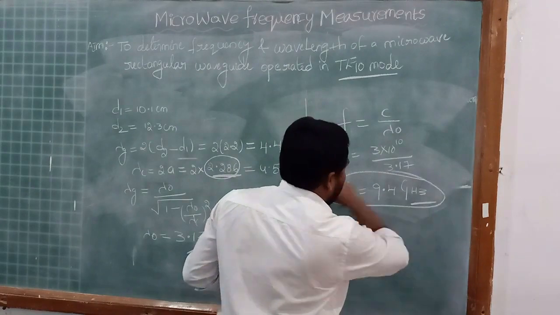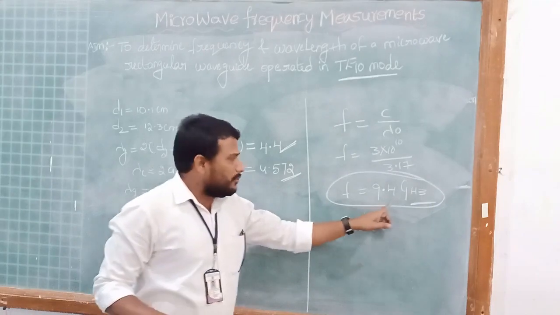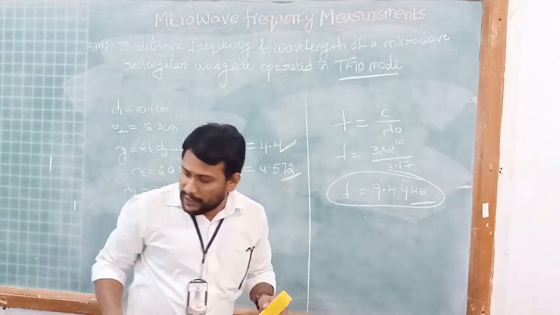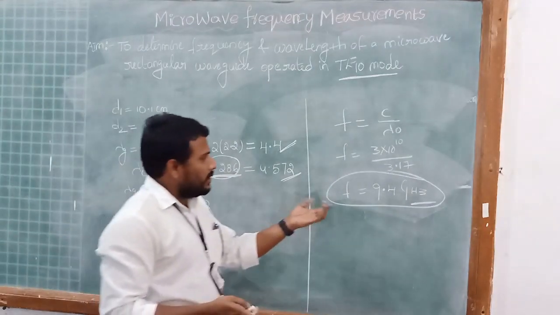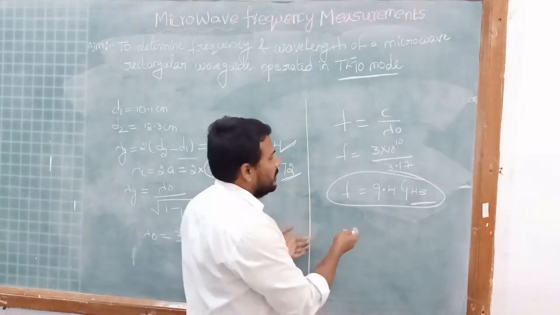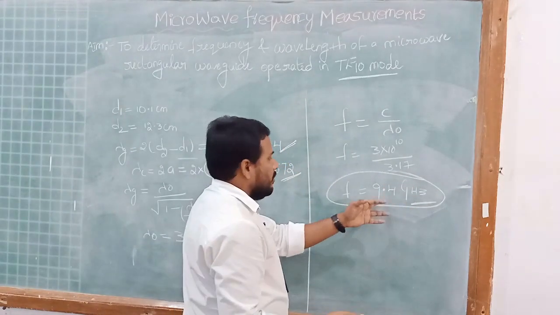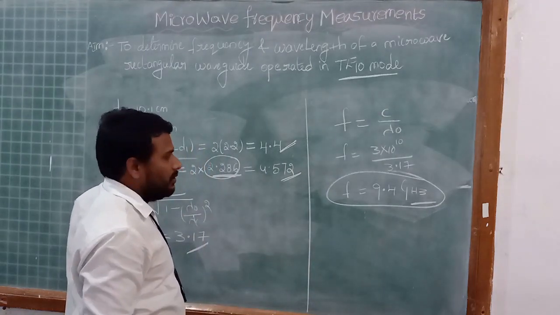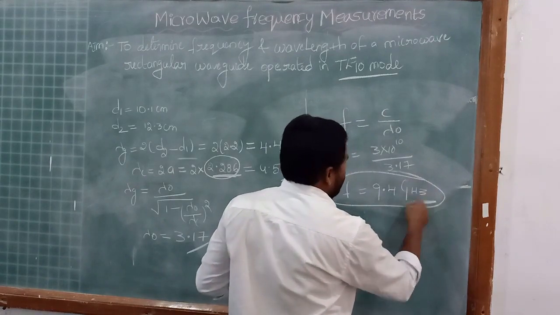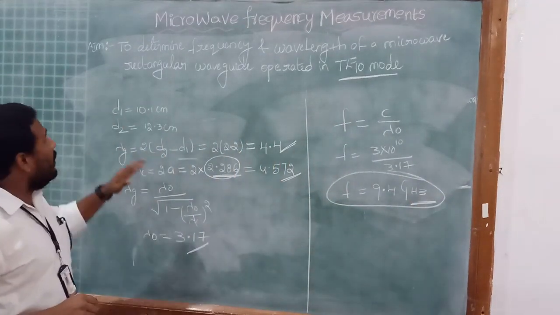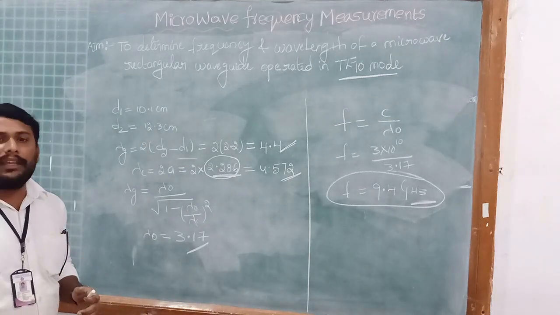Previously in the laboratory we found the value 9.6, but here 9.4. Whenever you are doing experiments in the microwave laboratory, you will always find these minute changes. This is very near to what we found practically, so we can consider this value. This is how we can find the microwave frequency and wavelength measurements. Thank you so much.